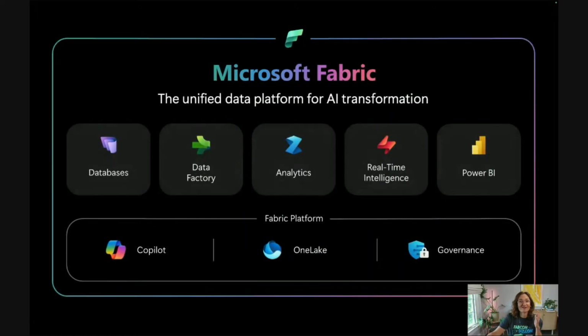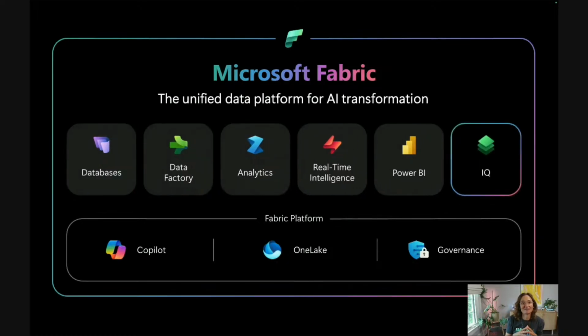So today we're going to spend a lot of time on our newest workload, which is that IQ workload in Microsoft Fabric. And I'm going to go end to end and show you how to implement IQ, what are the layers that you need to do to unlock AI on top of your data estate. So let's take a look.